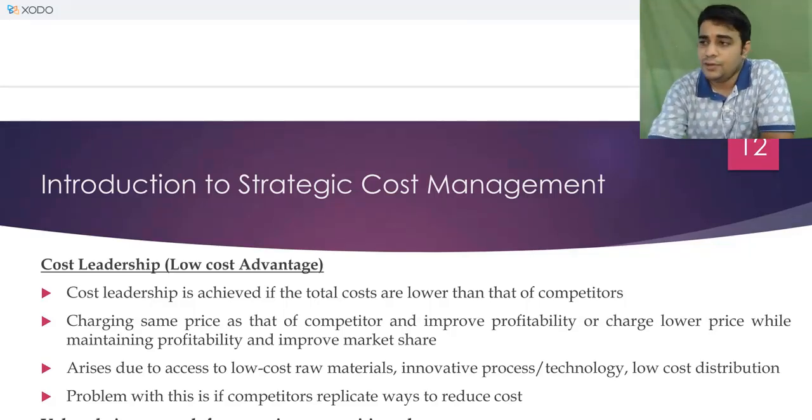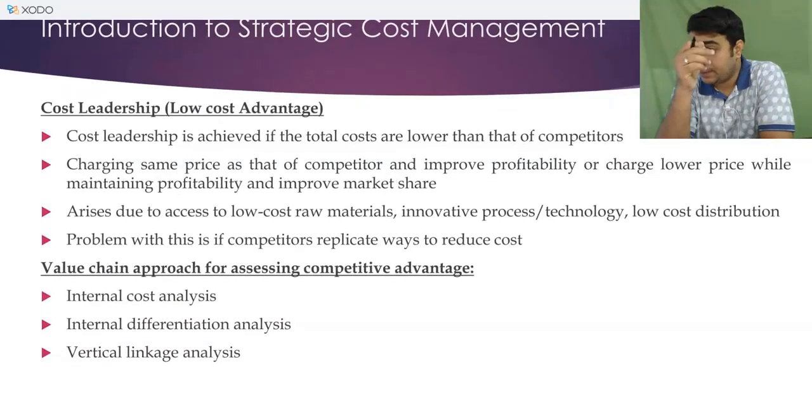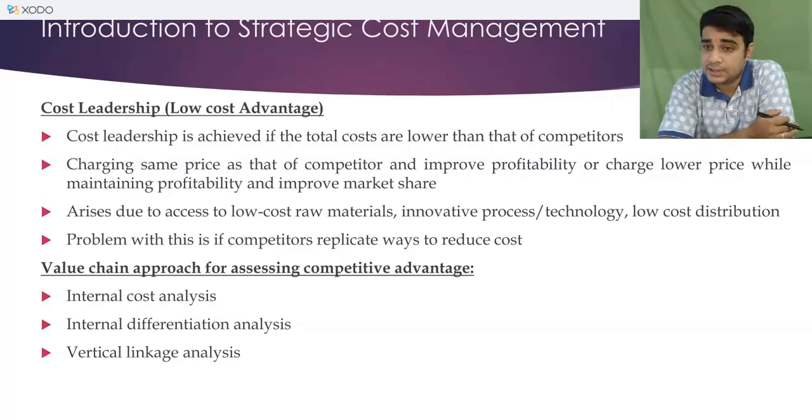Now, an organization can do value chain analysis in three ways. One is internal cost analysis, second is internal differentiation analysis, and third is called vertical linkage analysis. Internal cost analysis is for a company which is following a cost leadership strategy. Internal differentiation is for a company which is following a differentiation strategy. Any idea what is vertical linkage? Any idea what is vertical linkage?